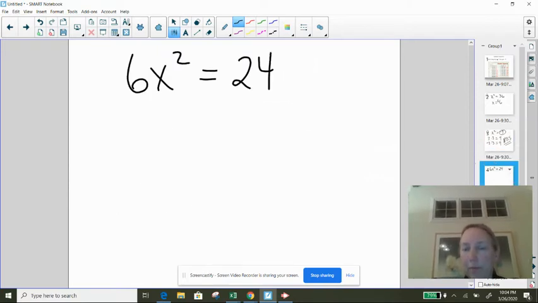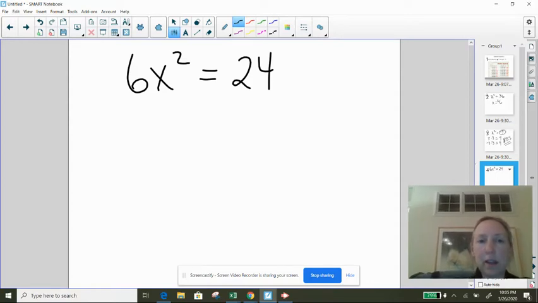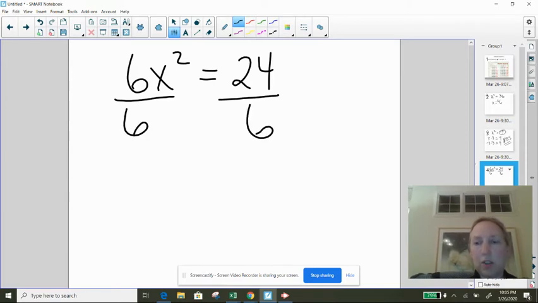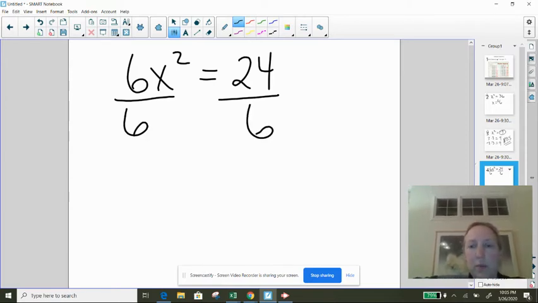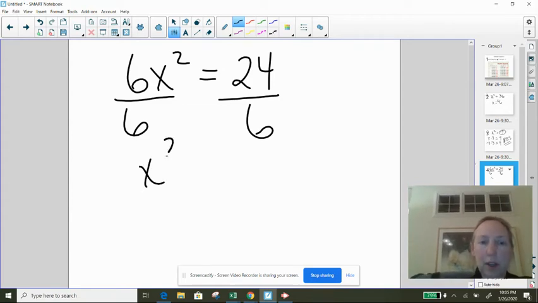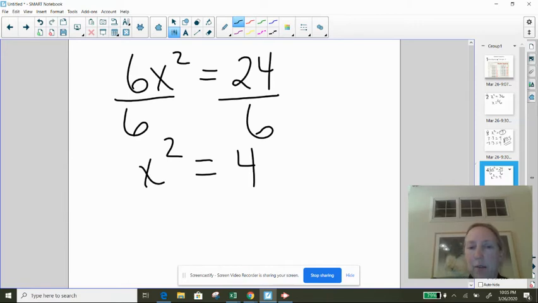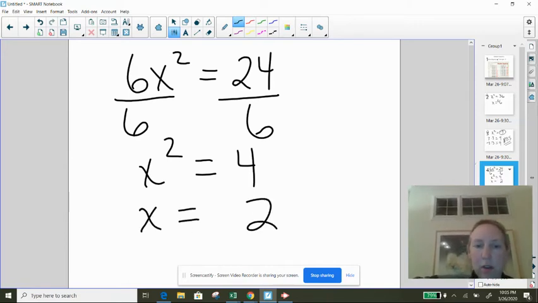The next question, just like in a regular equation, if you want to isolate the x squared, you want to get rid of that 6 by dividing by 6. You want to undo the multiplication that's holding the 6 and the x squared together. And then when you get down to x squared equals 4, you're back to something you now know how to do. How many answers are there going to be? Not just one. Don't forget your plus minus sign.